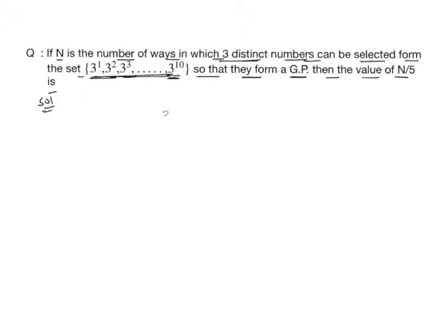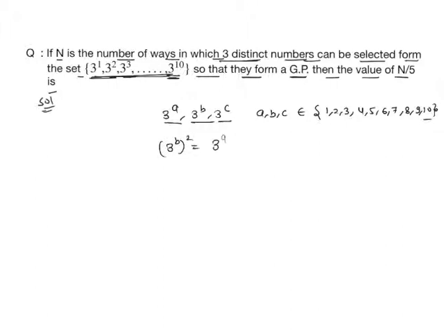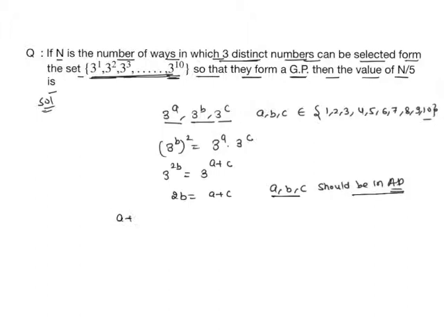So three numbers will be in the form of 3 power A, 3 power B and 3 power C, where A, B, C belong to 1, 2, 3, 4, 5, 6, 7, 8, 9 and 10. Now these three numbers should be in GP. So we can say 3 power B whole square equals 3 power A into 3 power C. This we can write as 3 power 2B equals 3 power A plus C. So 2B equals A plus C. That means A, B, C should be in AP.